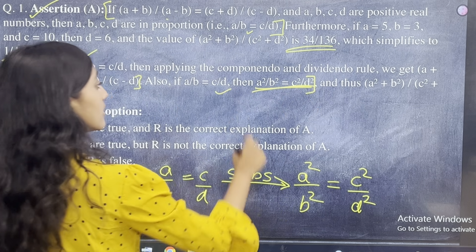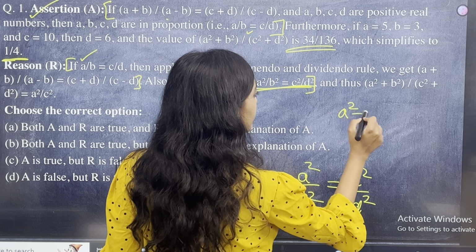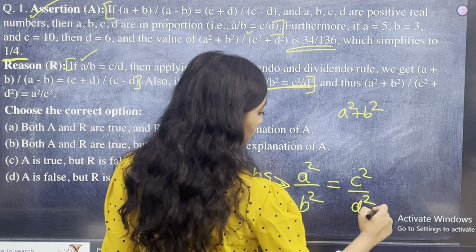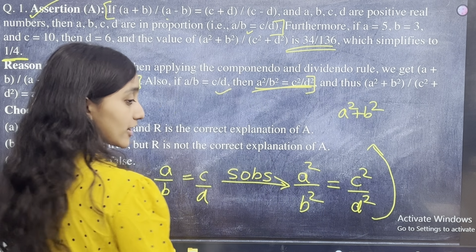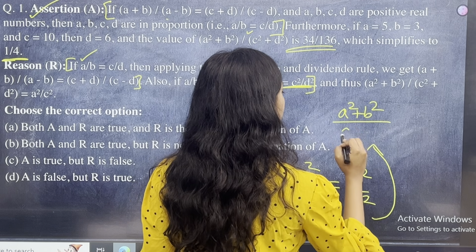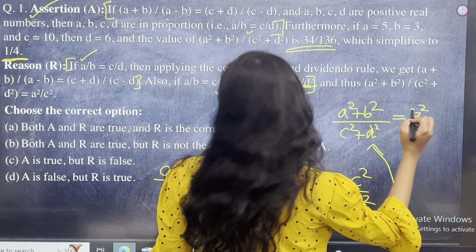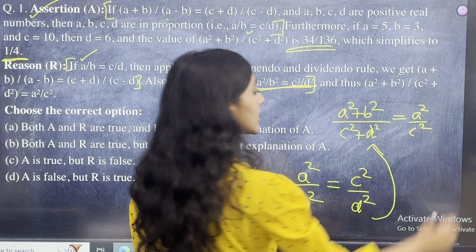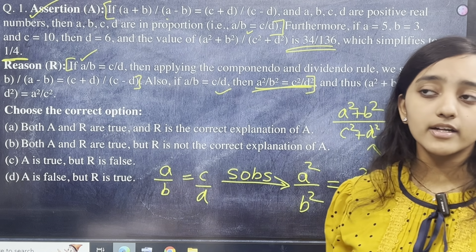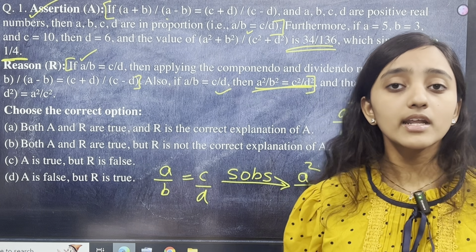Okay. Correct till here. Thus, A square plus B square, they're doing componendo dividendo looks like on this or no. Let's just see whether what sort of property they're applying. A square plus B square divided by C square plus D square is equal to A square by C square. Is there any property like this? Have you studied any property which says that A square plus B square divided by C square plus D square is equal to A square by C square? No, there is no such property.